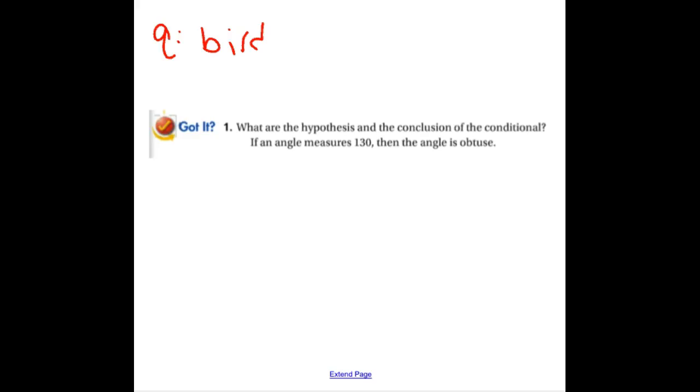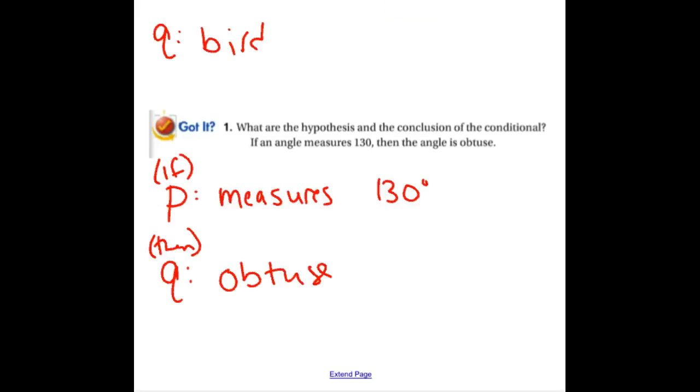So here it says, what are the hypothesis and the conclusion of the conditional? Remember, your hypothesis is P and your conclusion is Q. Your hypothesis comes after the if and your conclusion comes after the then. So pause the video now and see if you can identify those. Okay, so my hypothesis is that something measures 130 degrees and my conclusion is that it is obtuse.